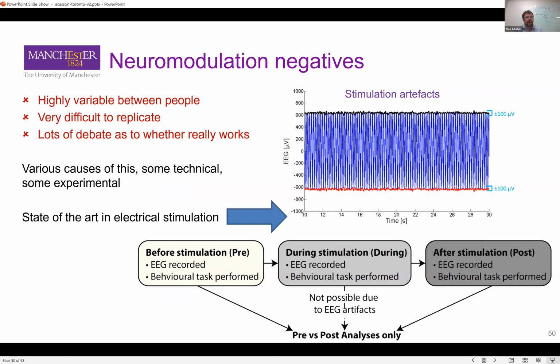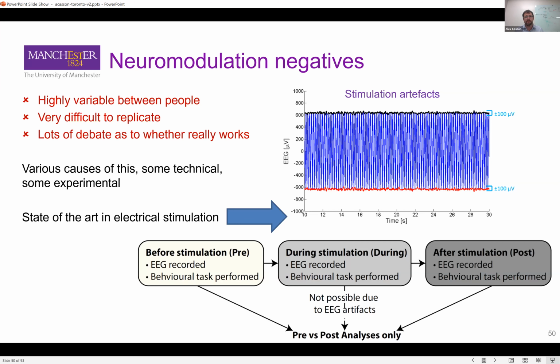Now, for those of you working on neuromodulation, I think you'll be familiar with a lot of these negatives. There's a lot of debate in the field. I would summarize it as a lot of the results are just variable. There are lots of studies that don't replicate or find slightly different things. Some of the causes of that are experimental, but I think a lot of them are technological as well. I think there's scope for much better technologies for doing our neuromodulation.